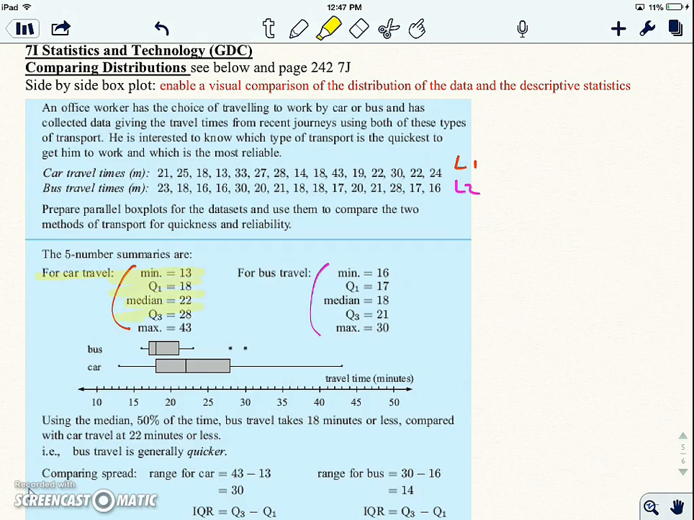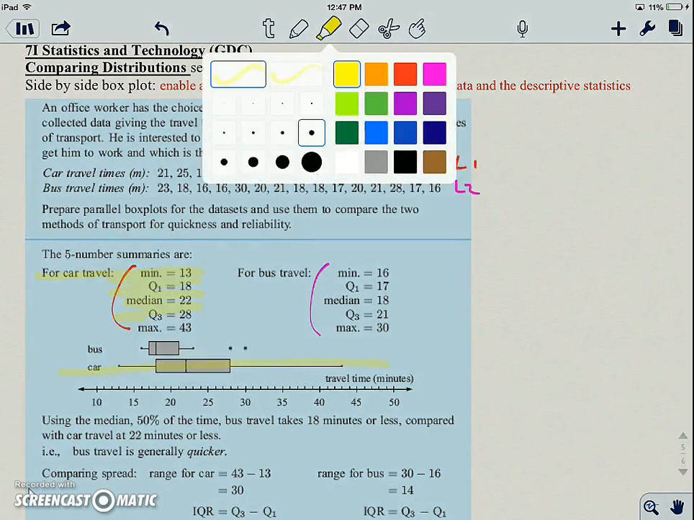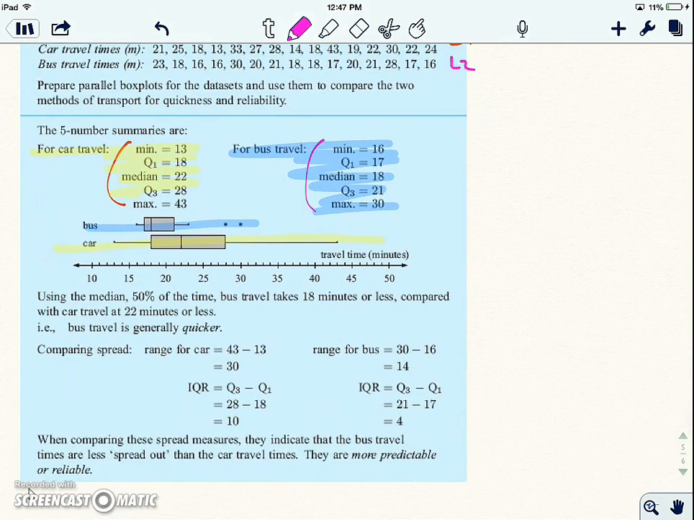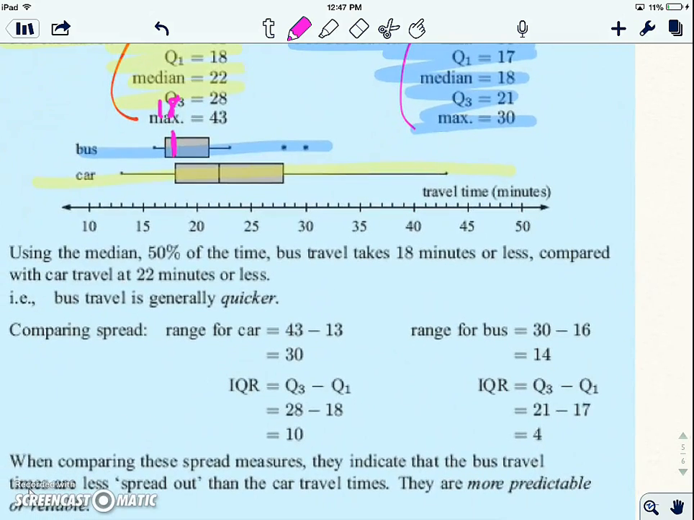This one's car, just highlight this stuff, and this one's bus. He's using this to decide the method of transportation that's quickest and most reliable. So if we look at the middle, the median, 50% of the time, bus travel takes 18 minutes or less. If we look at the car, it's 22 minutes or less, i.e., bus travel is generally quicker.